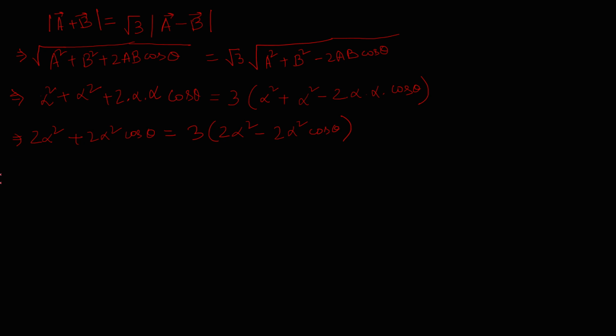Now eliminating 2 alpha square from both sides, I will get 1 plus cos theta is equal to 3 times of 1 minus cos theta. So from this I can find the value of theta. 1 plus cos theta is equal to 3 minus 3 cos theta. So this is equal to cos theta plus 3 cos theta is equal to 3 minus 1.